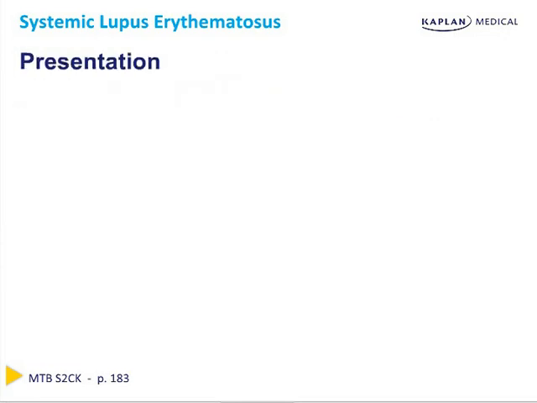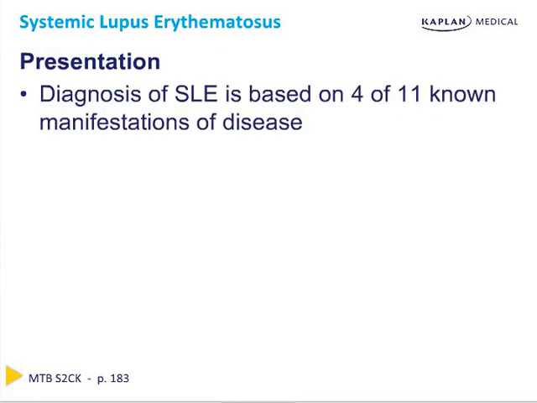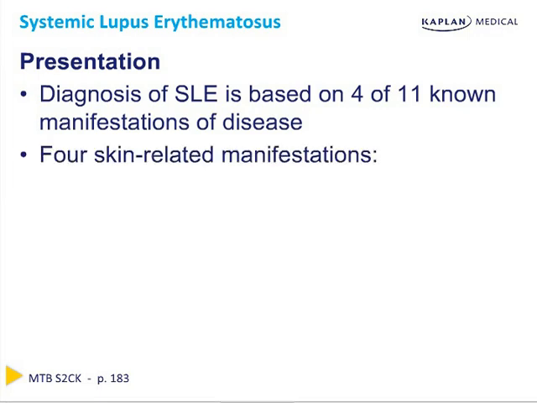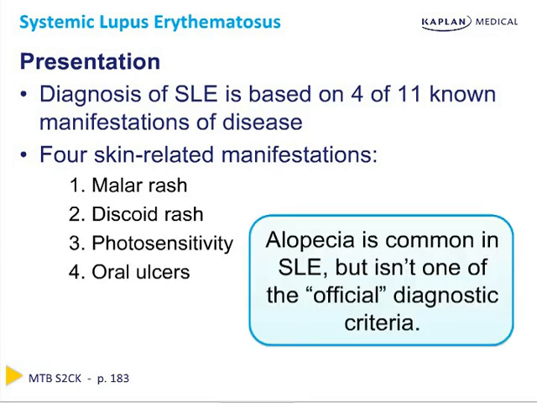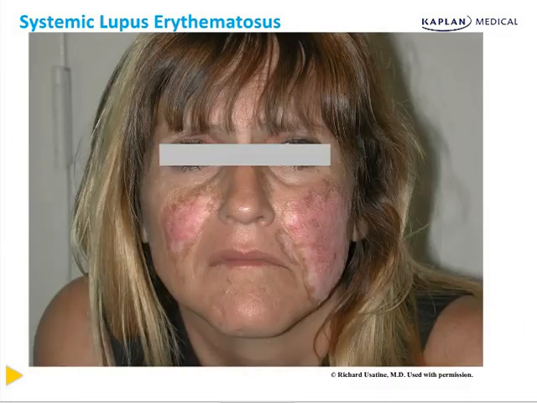The diagnosis of SLE is based on 4 of 11 known manifestations of the disease. There are 4 skin-centered manifestations. The first is a malar rash. The second is a discoid rash. The third is photosensitivity. And the last one is oral ulcers. Alopecia is common in SLE, but it's not officially a diagnostic criteria. Here's an example of a malar rash in someone with lupus.